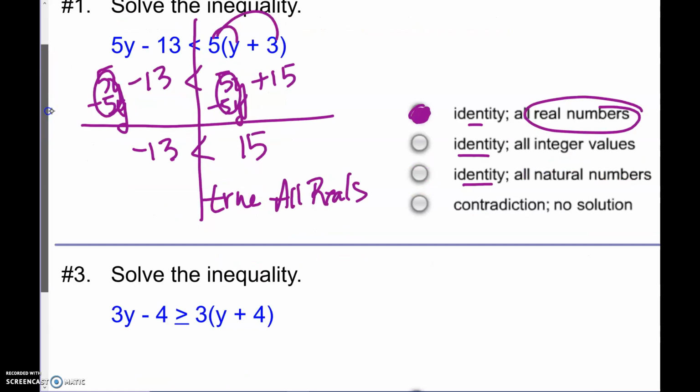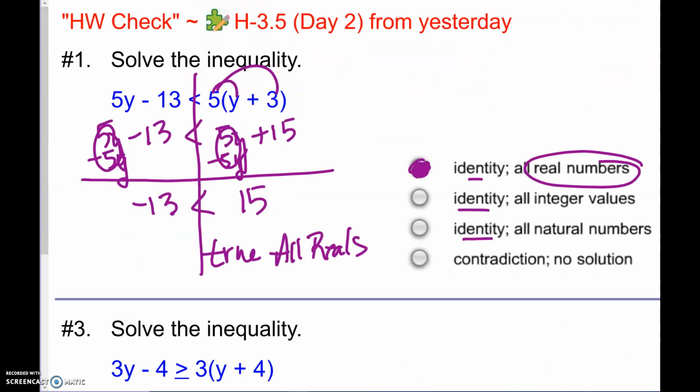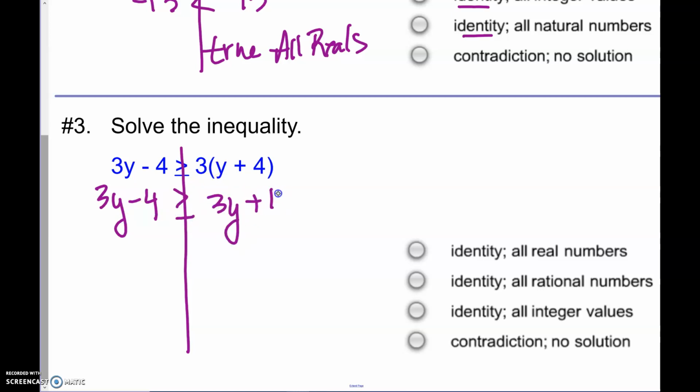All right, the second sample problem that I have to go over is solving this inequality here. And in this inequality, when I draw my line down, I'm going to distribute over here again. So 3y minus 4, and I'm going to distribute 3y plus 12. Subtract 3y from both sides. This cancels out, this cancels out. So we have, is negative 4 greater than or equal to 12?